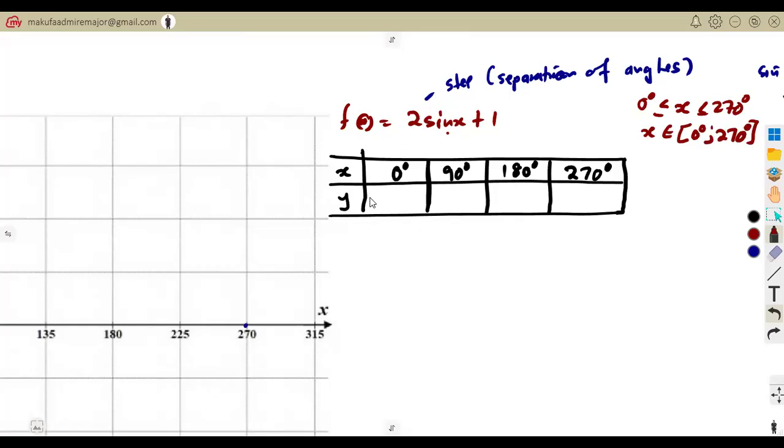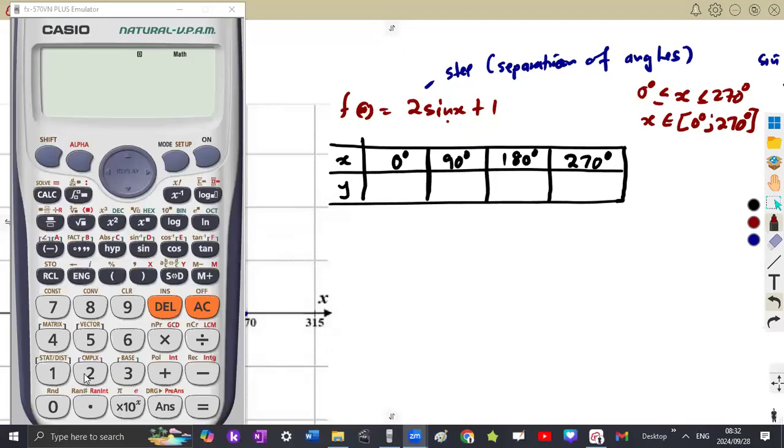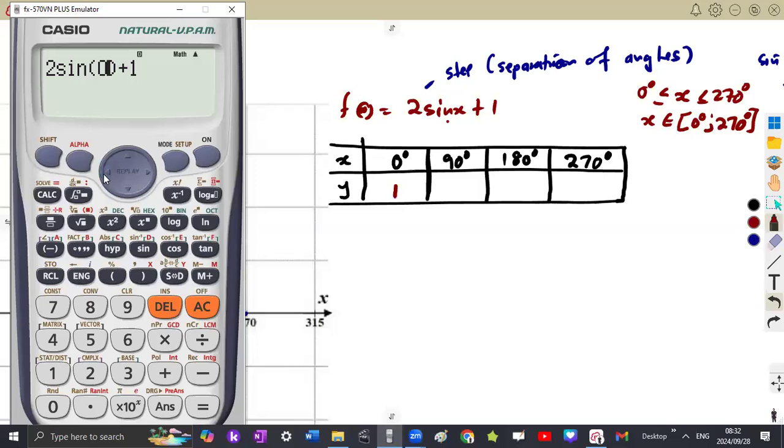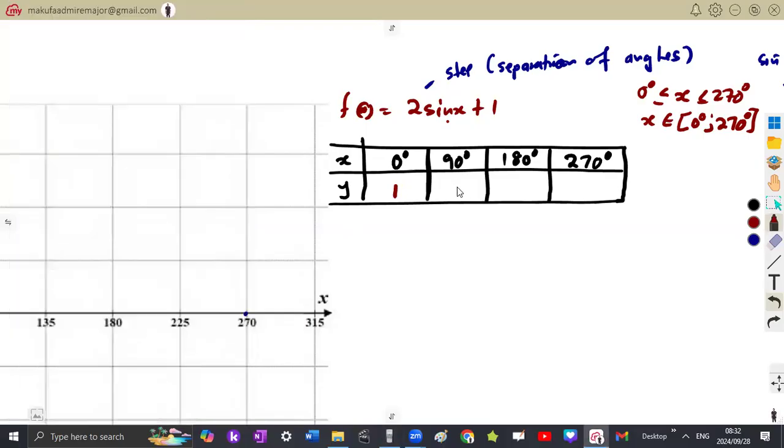So you substitute these values now on your calculator to find the exact corresponding y values which you need on that graph. So let's start at 0: 2 sine, you put a 0 there, close the bracket, then you add a 1. As you can see, we're going to get a 1. You move on to 90 degrees, you do the same thing. This is what you're going to do, guys, on each and every part. This is 90 degrees, you're going to get a 3.